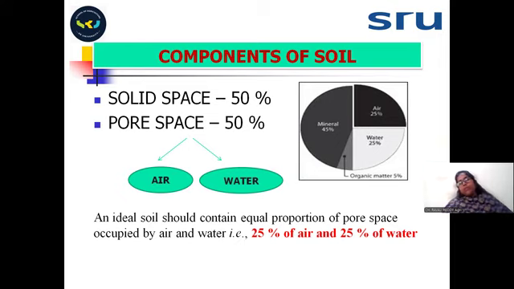So if you are asked to write about the soil components, then you should describe the different phases of soil. Then you should write what is the percentage distribution of solid space and pore space. Then again, how the pore space is further divided. You should also depict it with the help of this diagram. So with this, we have completed the soil profile and components of soil. Now we will learn about soil structure.